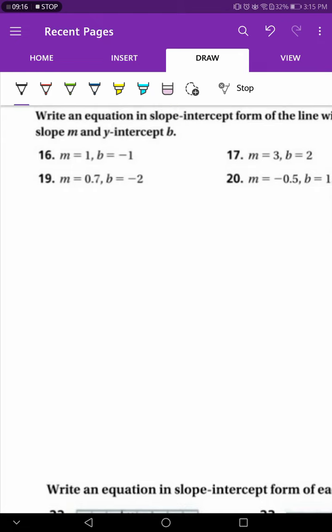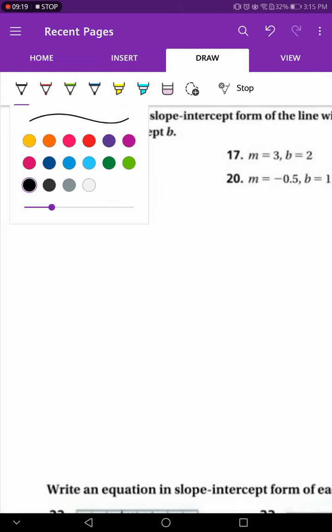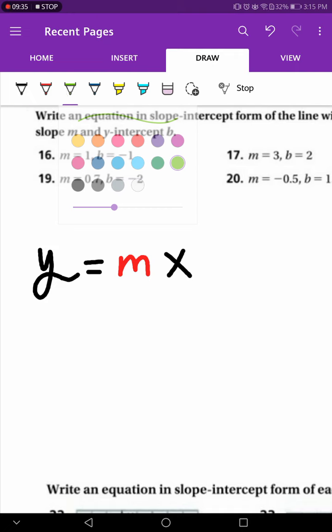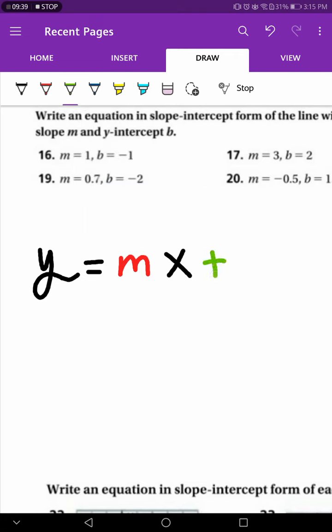As you know, y equal m x plus b. All of you, you have to memorize this equation, my dear student. You will be happy if you memorize it. Okay. Now, number 16, write the equation in slope-intercept form.